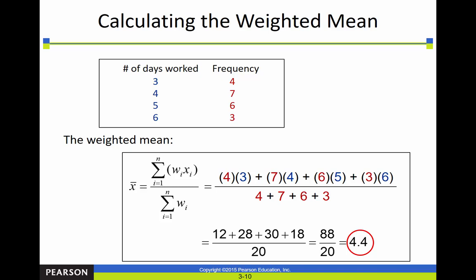times our X. It's a little confusing the way they did this. So the red, the frequency, represents the W, how often we observed it, and the blue, number of days worked, represents the X, or the data point of interest. So we multiply those: 4 times 3, 7 times 4, 6 times 5, 3 times 6. And then in the denominator, we just take the sum of all the W's: 4, 7, 6, and 3. And that gives us a weighted mean. Piece of cake.